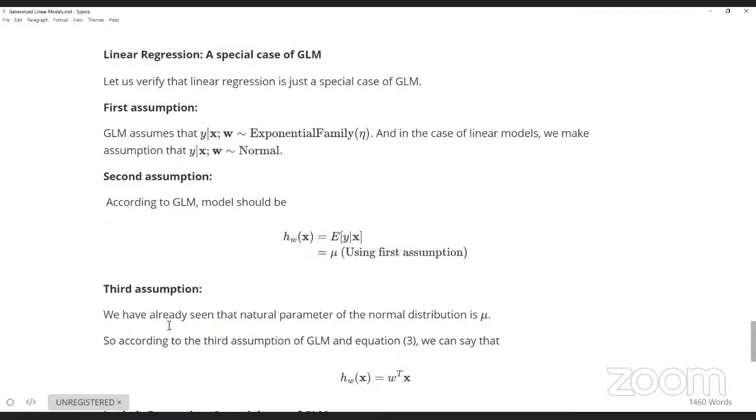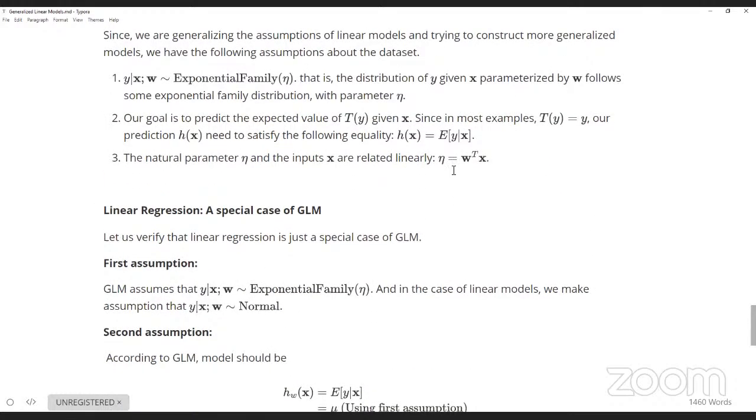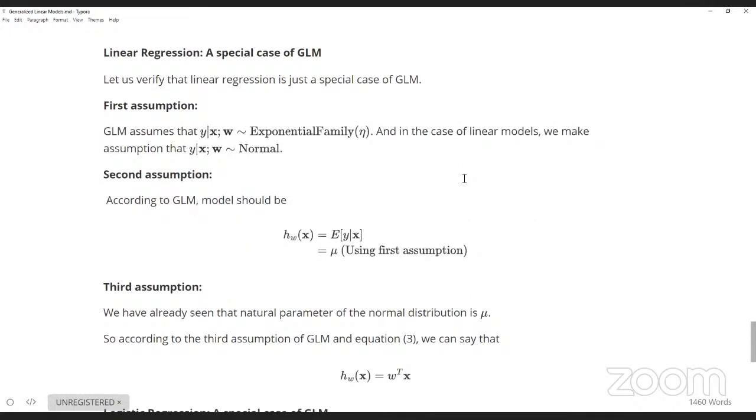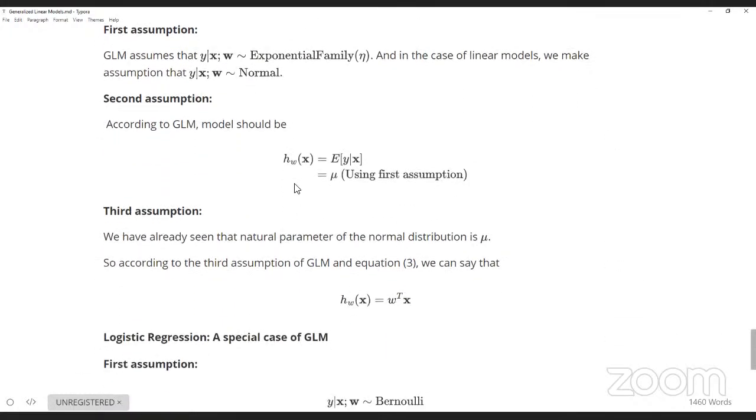What is the third assumption? The third says that eta is linearly related to x. So eta is equal to W transpose x, right? And what is eta in our case? What is the eta in the normal distribution? Mu, right? And what was mu? Mu was the model. So we can say that the model is W transpose x, right?